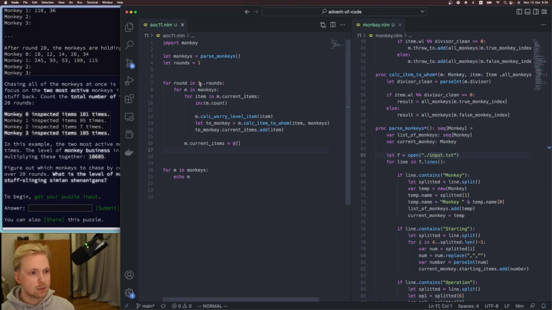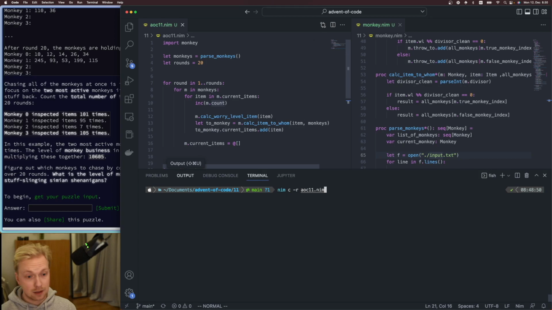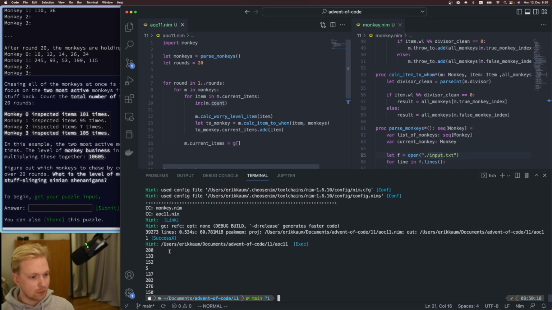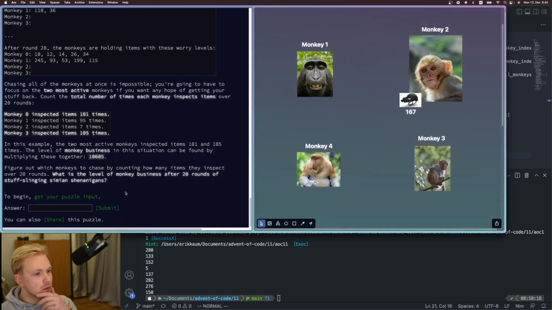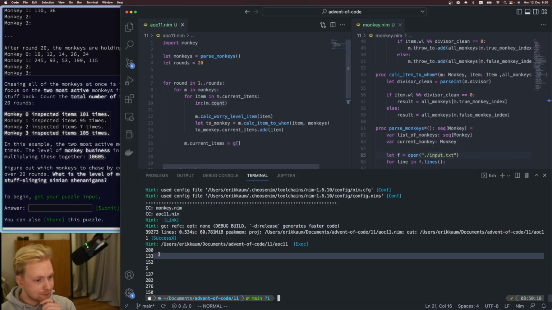Really nice. See, we're reading the correct input, and then we want to play for 20 rounds. Let's echo not that, but m.count, and let's see what happens. 20 rounds played. And what do we want? We're calculating the monkey business score, which is the two highest counts multiplied together.